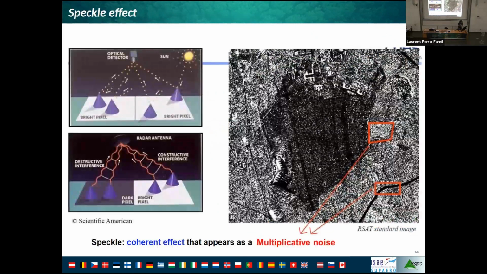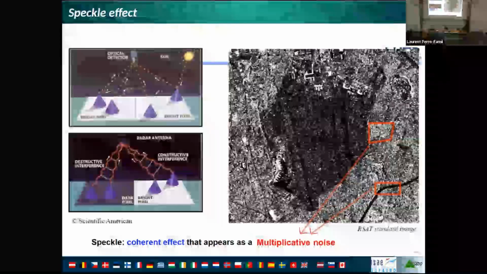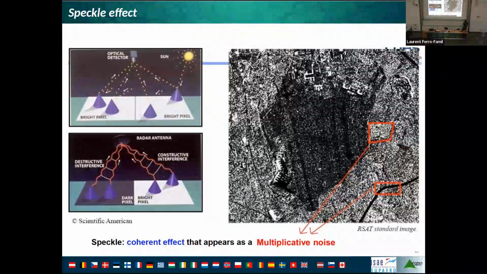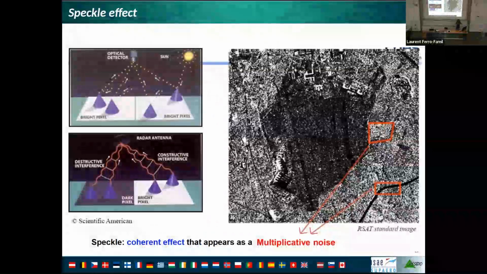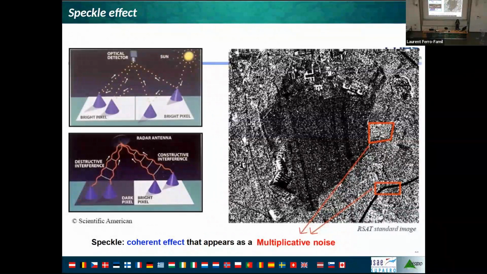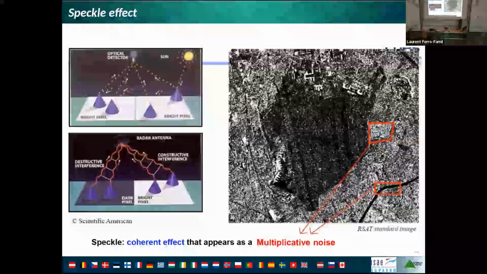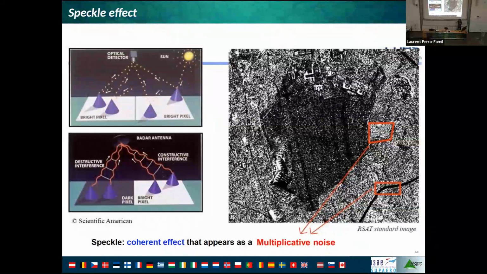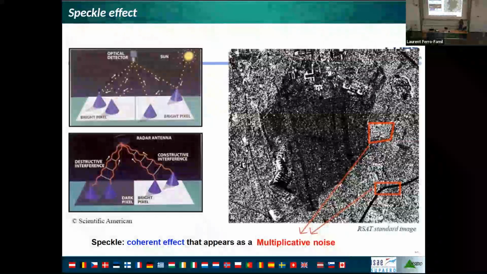Two words about speckle. Speckle is not a noise, it is a coherent effect. It comes from the fact, you will see later, that we are summing coherently. When you do imaging, you have an integral somewhere, and you sum responses from scatterers which are located inside your resolution cell, and the result can be constructive or destructive. When you sum complex numbers, you never know. You can never guess the amplitude of the result.